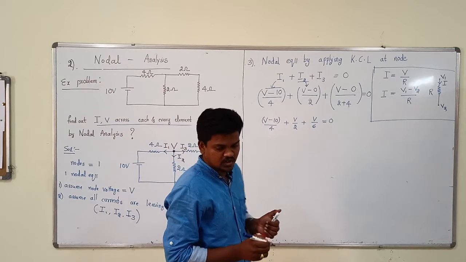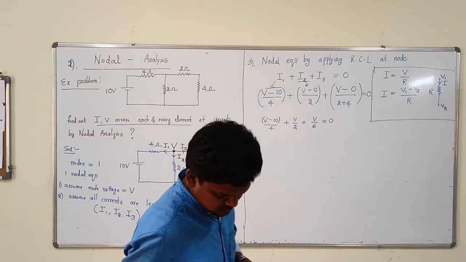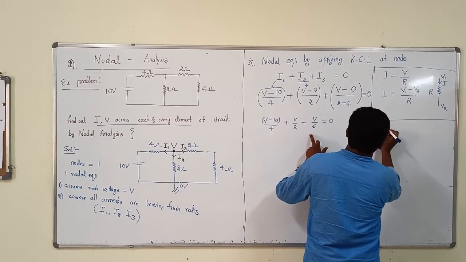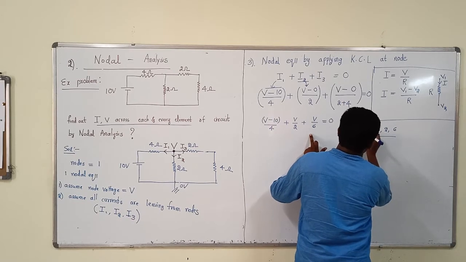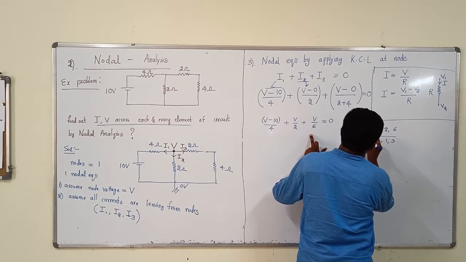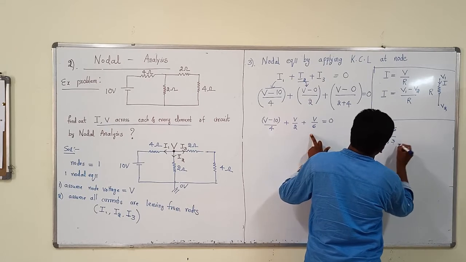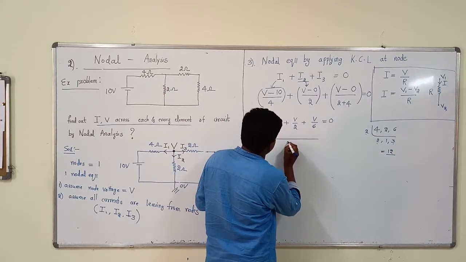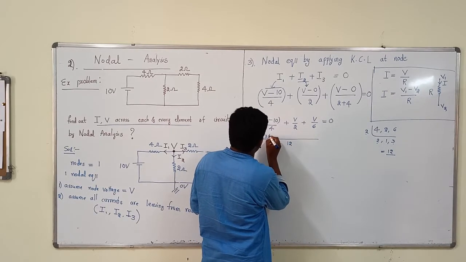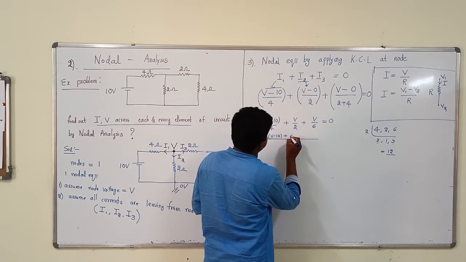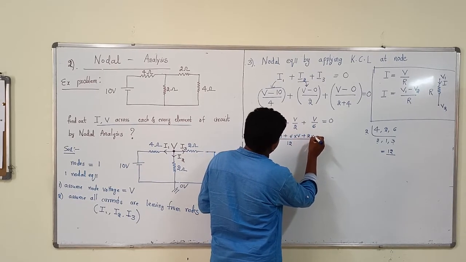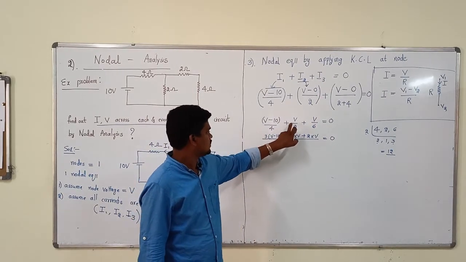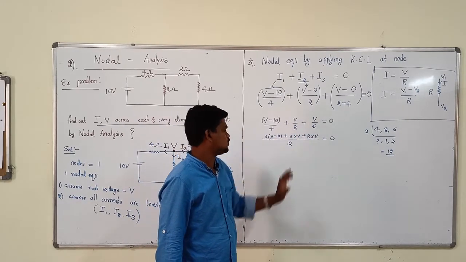Next, to solve the above equation, just find the LCM of 4, 2 and 6. The LCM is 2 into 2 into 3, which is 12. So 3 into V minus 10, plus 6 into V, plus 2 into V equals 0. Because 4 goes into 12 three times, 2 goes into 12 six times, and 6 goes into 12 two times.